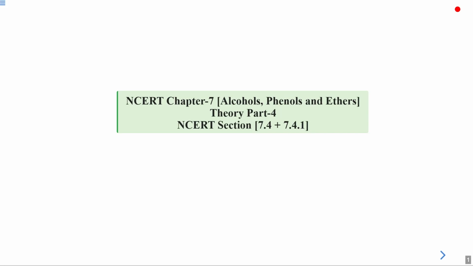Today we are going to see the theory part 4 of the chapter Alcohols, Phenols and Ethers. So let's begin our today's topic. NCERT chapter 7 Alcohols, Phenols and Ethers, theory part 4th, and specifically we are going to cover today NCERT section 7.4 along with 7.4.1.